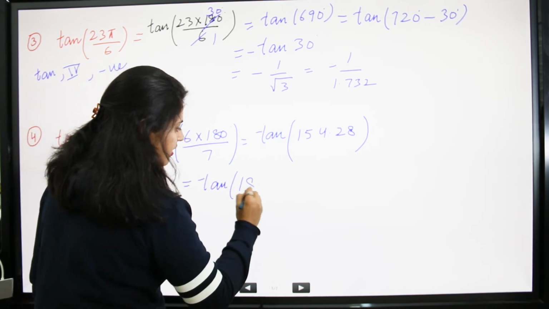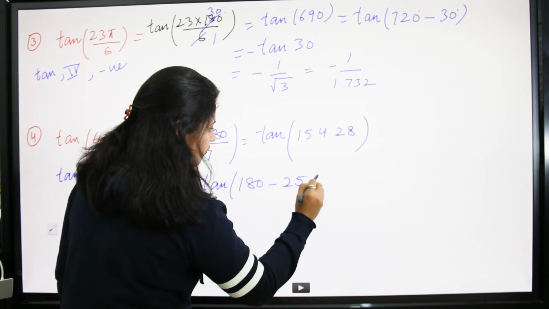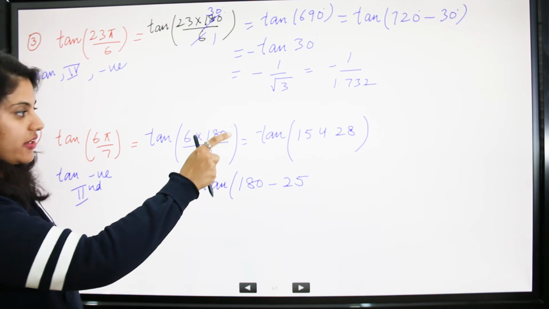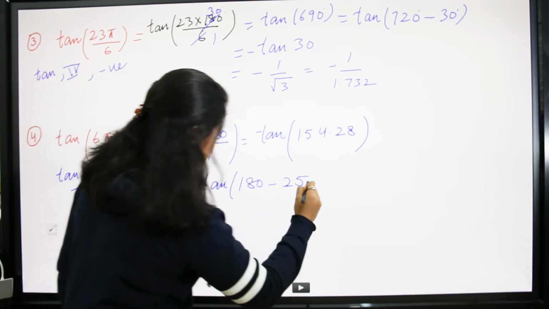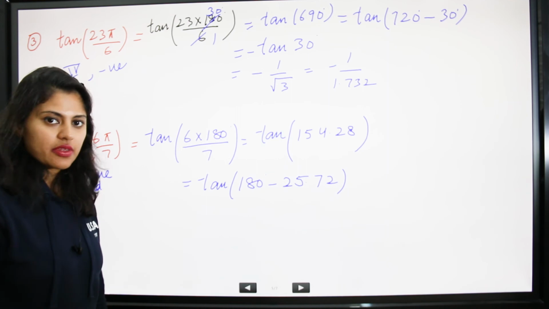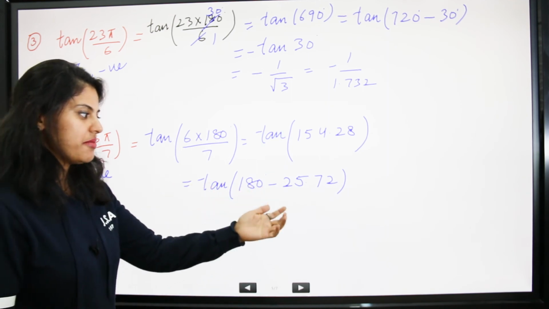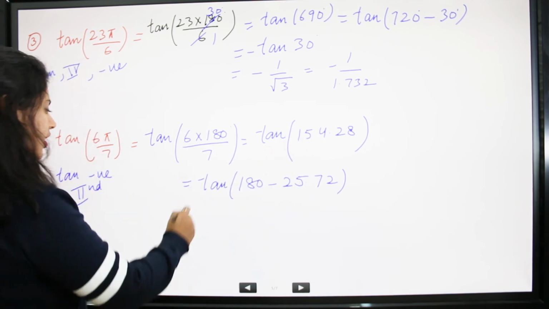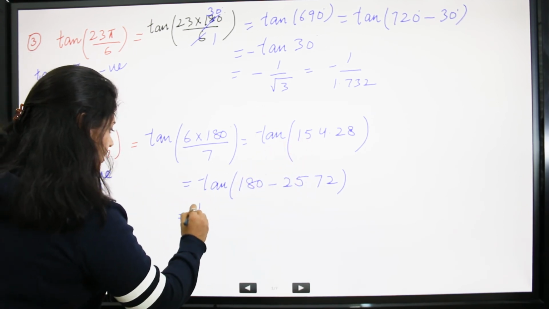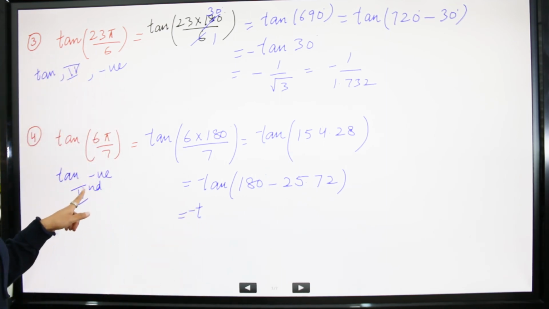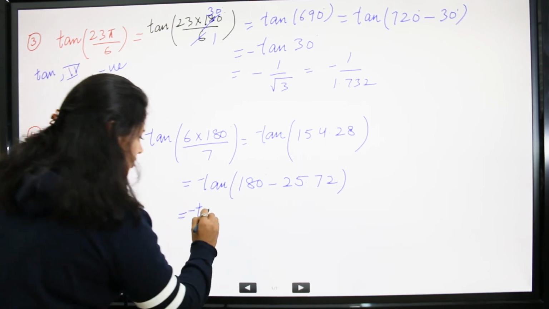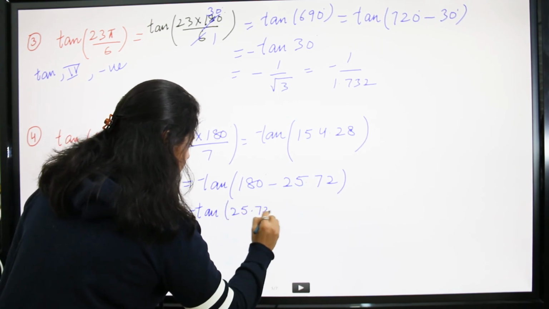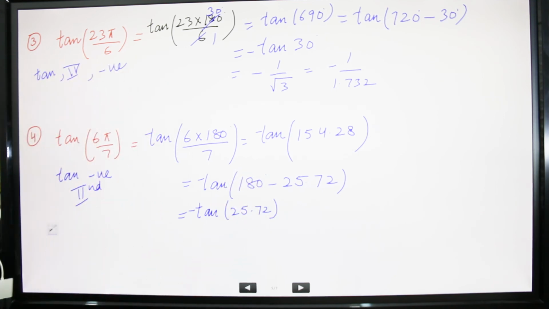Tan 180 degree. So if you take away from 180 the 154.28, you will get 25.72. Okay, so tan 180 degree minus 25.72, because this is the angle which they are making. So you can find for this one, that will be equals to negative, because tan is negative in the second quadrant. So this can be written as negative tan 25.72.